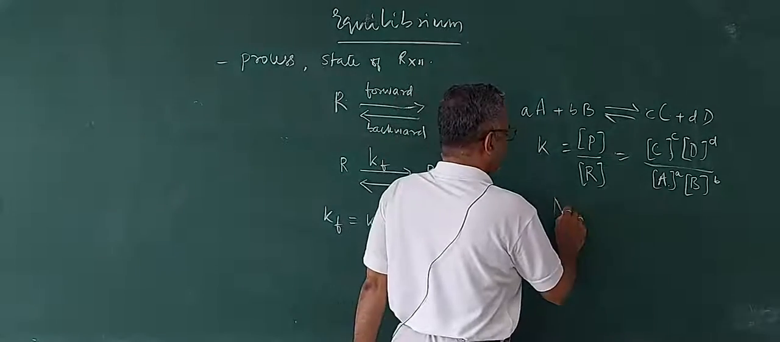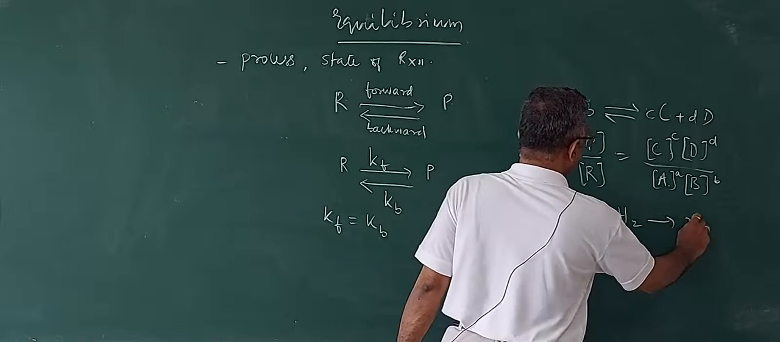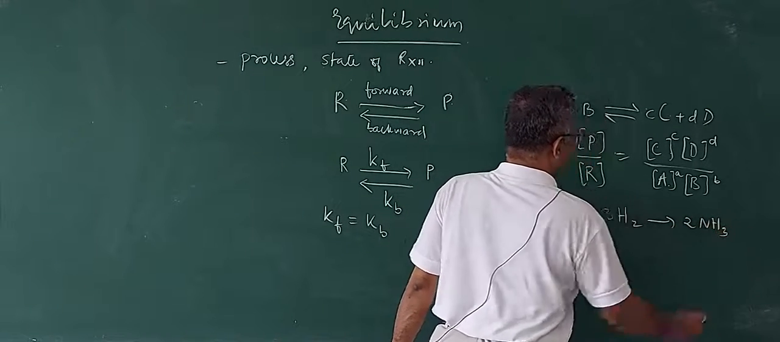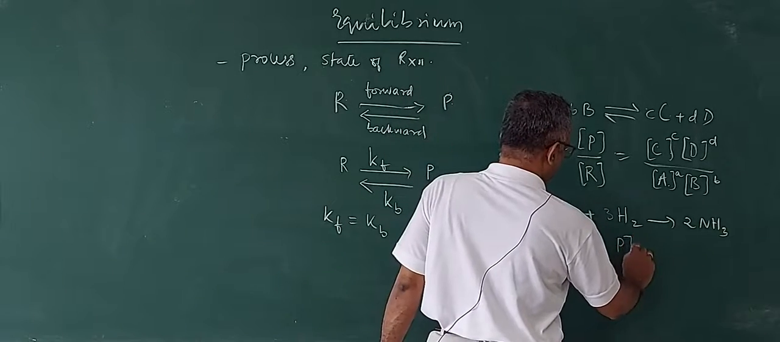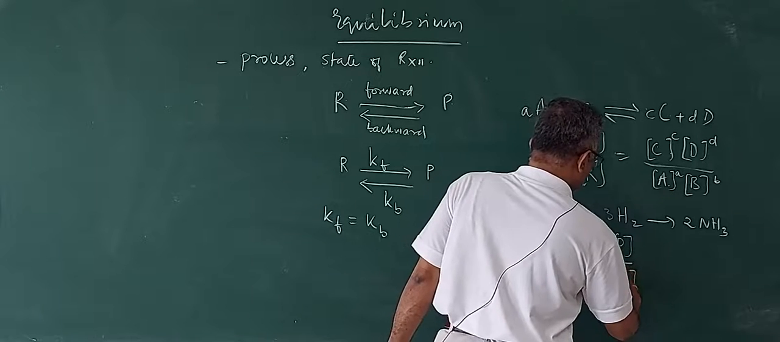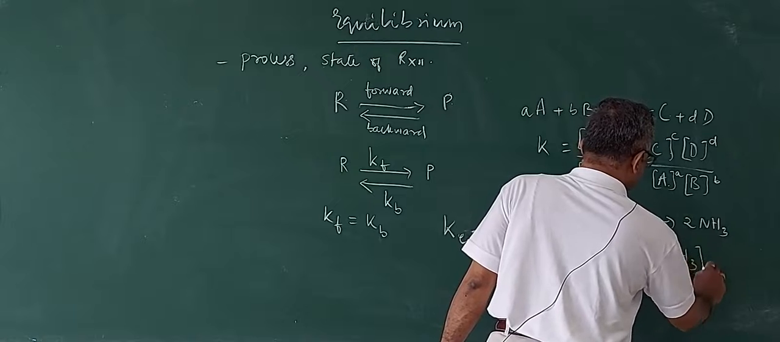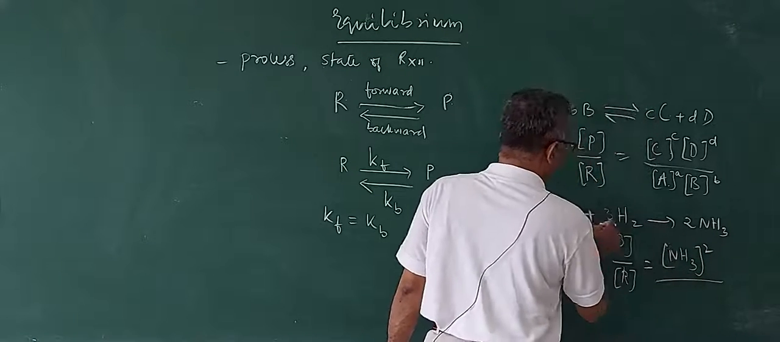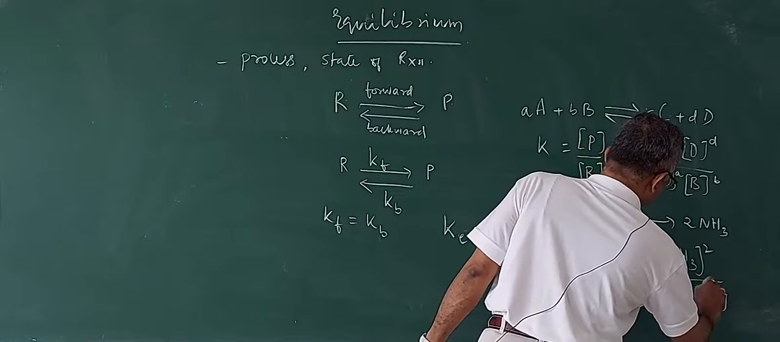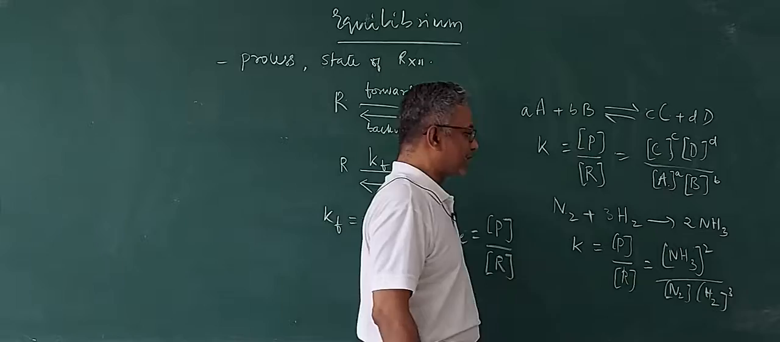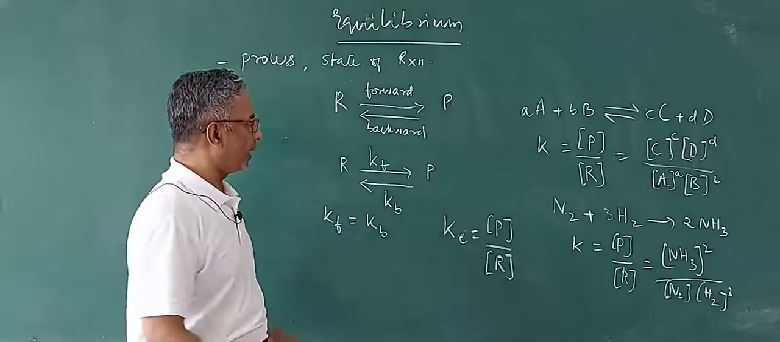For example, consider this equation: N2 plus 3H2 gives 2NH3. For this, we write the equilibrium constant K as product by reactant. So what is the product? Ammonia, NH3, raised to the power 2, divided by the reactants, the concentration of N2 times the concentration of H2 raised to the power 3. So this will be the equilibrium constant expression for the formation of ammonia.